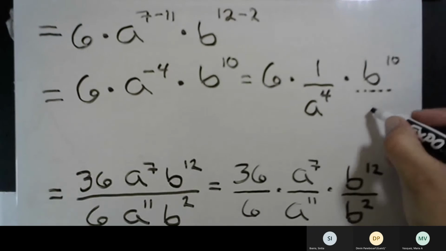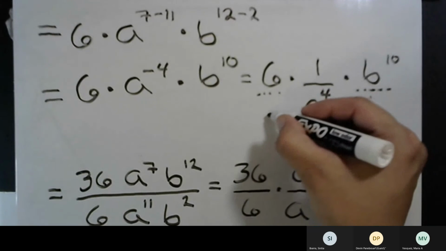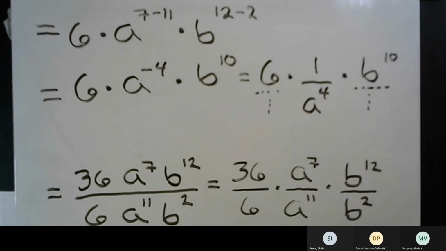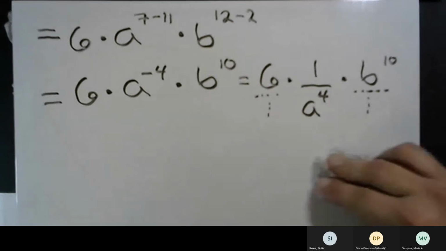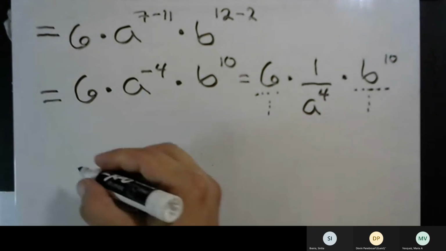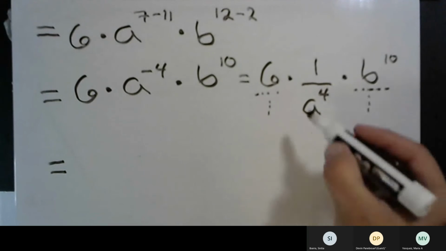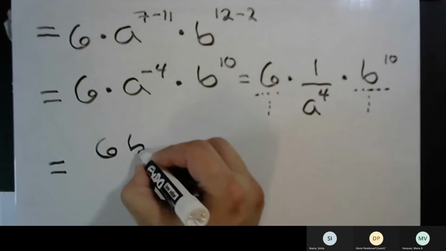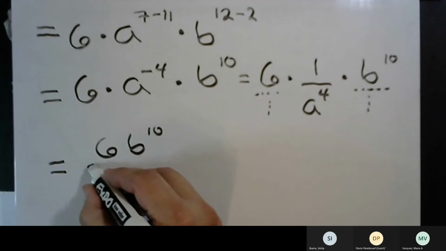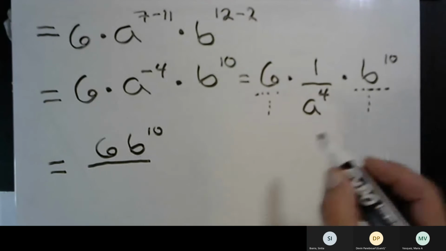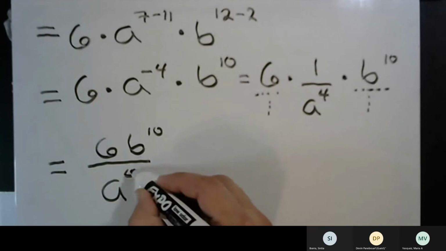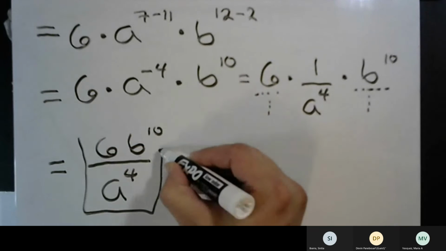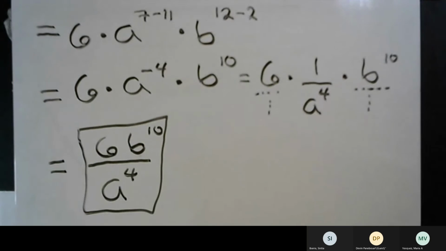And again, we can treat these like fraction multiplication. So we have 6 times 1 times b to the 10. So 6 b to the 10th over 1 times a to the 4th. We have a to the 4th, and that's going to be our answer. So any questions about that?